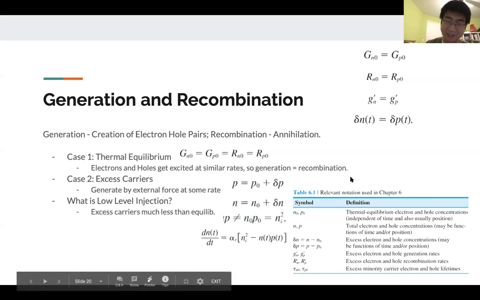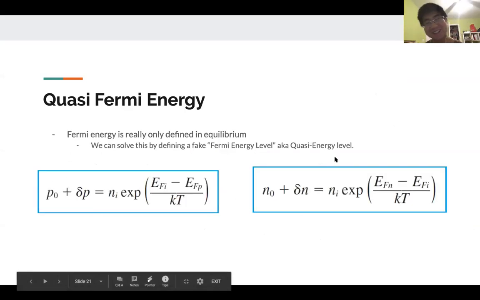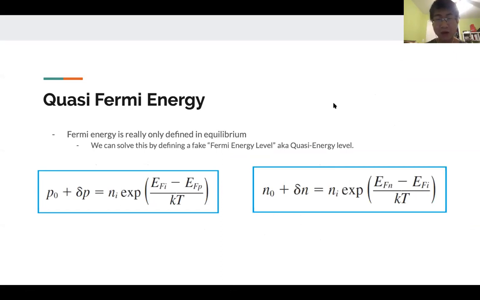Okay, moving on. When we talk about the Fermi energy of a semiconductor, we can only really do it when we are in equilibrium. Why is this? Does anyone here want to take a stab at that?